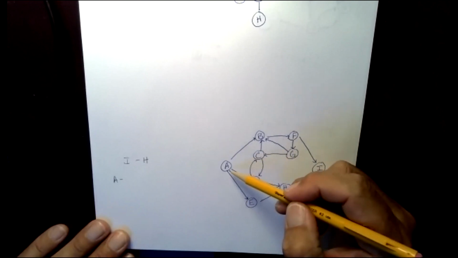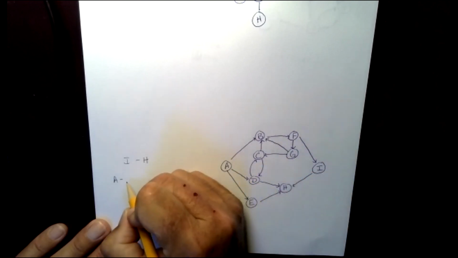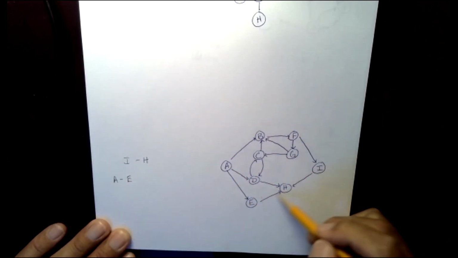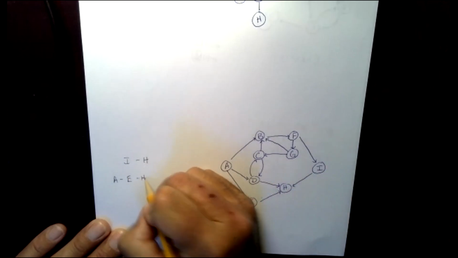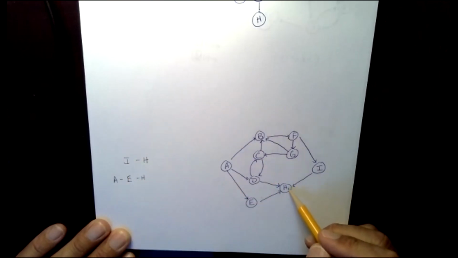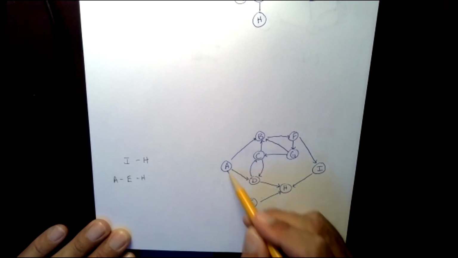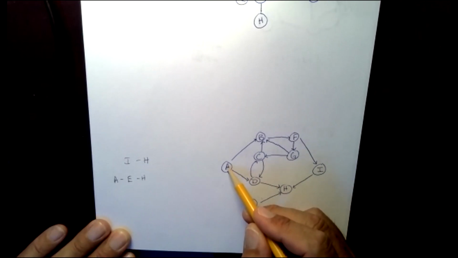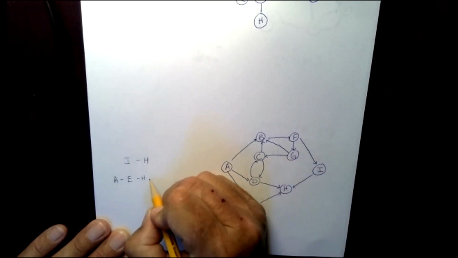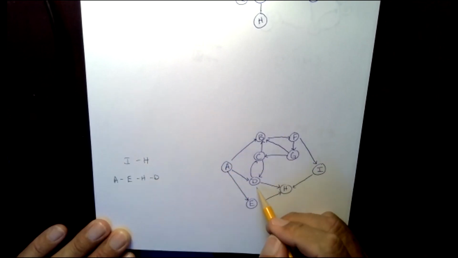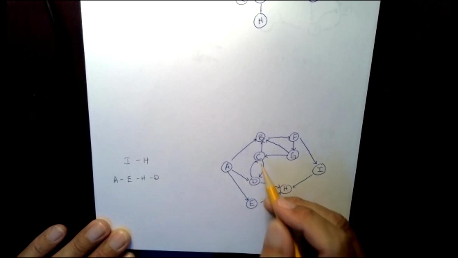So I heard an E. Let's go to E first. I go from A to E to H, and at H I'm done. So I come back to E. Can I go anywhere else? No. I go back to A. Can I go anywhere else? Well, this time I can go to D. I can go to C.